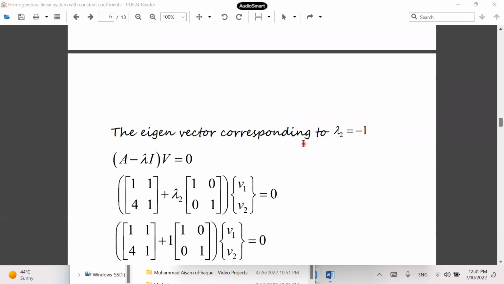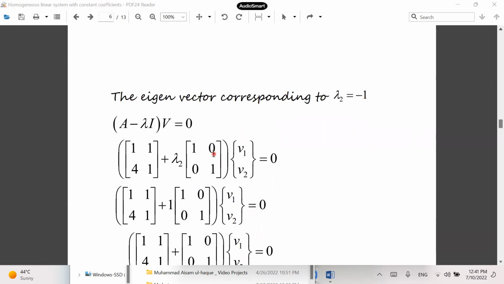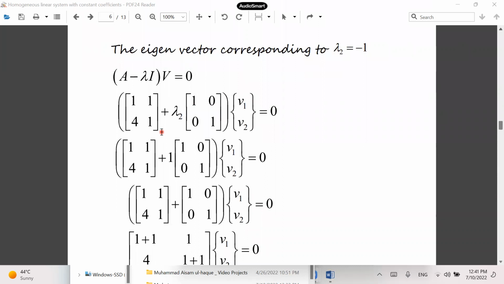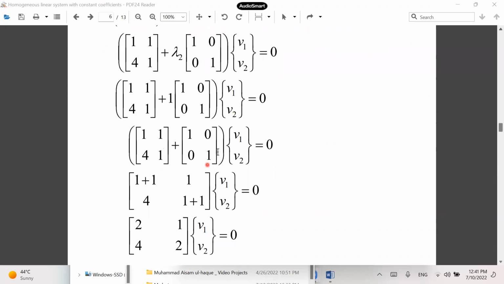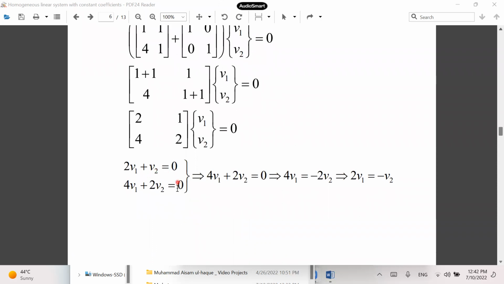After that, we are going to find the eigenvector corresponding to the second eigenvalue, lambda 2 equals -1. For this also, we will make use of the equation (A - lambda I) v. Similarly, we just substitute the value of lambda 2, that is -1. So minus and minus become plus. Just multiply and simplify. So we get 1 plus 1 is 2, and 1 minus 0 is 1. 4 plus 0 is 4, and 1 plus 1 equals 2. Multiply with v, so we get these two equations.